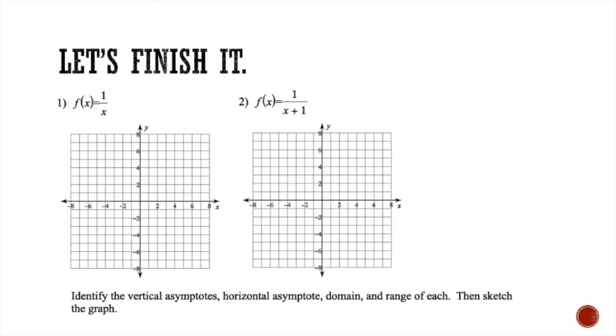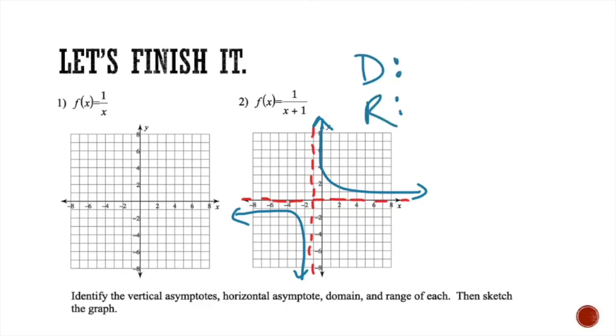Number 2. Your graph is going to be moved over here. Okay, so it's going to graph like here. We've graphed our asymptotes. We need to do domain and range.